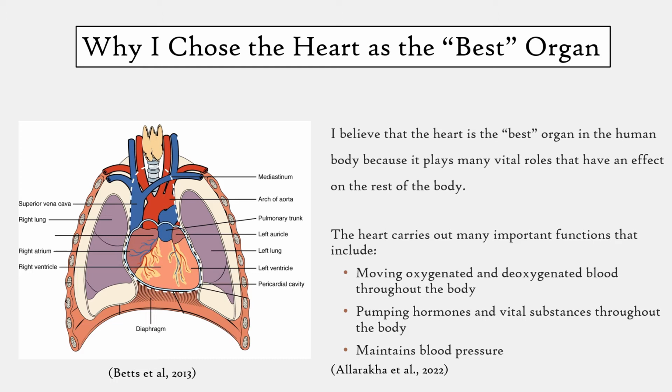The heart also pumps other hormones, vital substances, and nutrients to different parts of the body, and it helps maintain one's blood pressure. The heart is located in the thoracic cavity between the lungs, in the space known as the median sternum. So in this diagram, we have the right lung and the left lung. This white dotted line is the outline of the median sternum. So it is located between the lungs. The heart is located in the median sternum.